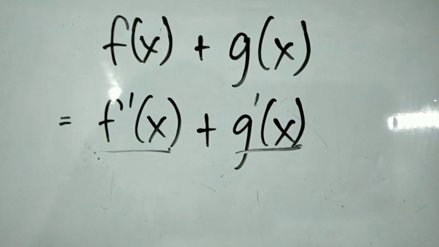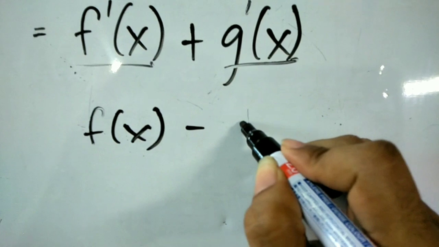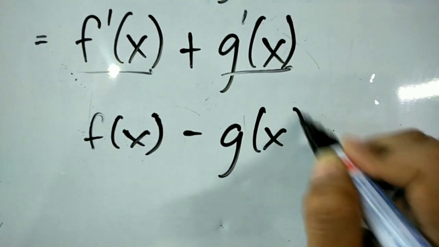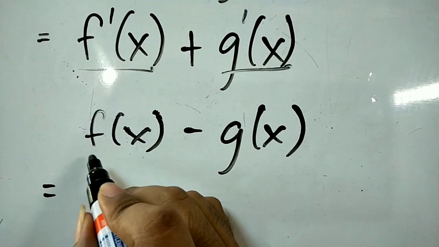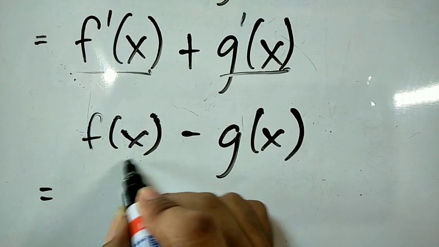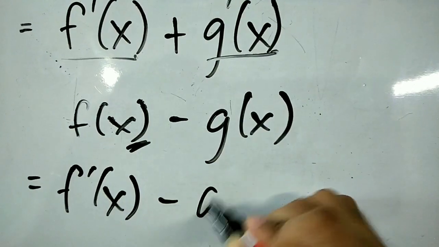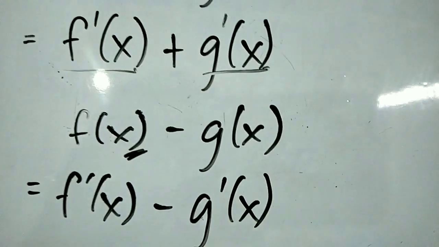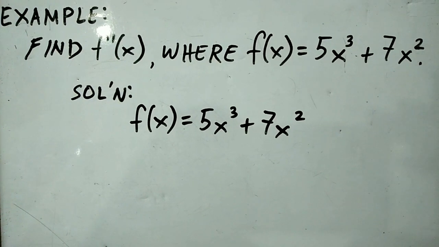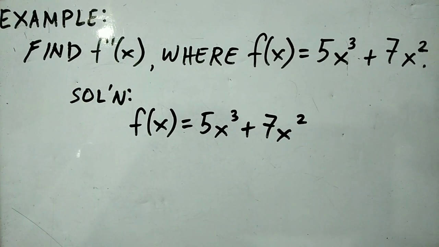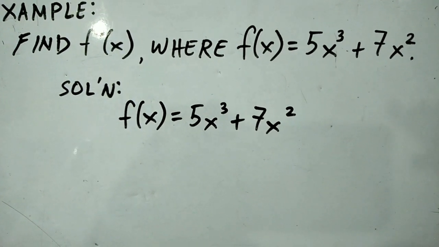As well as for the difference, so we have f of x minus g of x. It becomes, first we're going to derive this one, then minus. That's it. Okay, for example, find the derivative where f of x equals 5x cubed plus 7x squared.